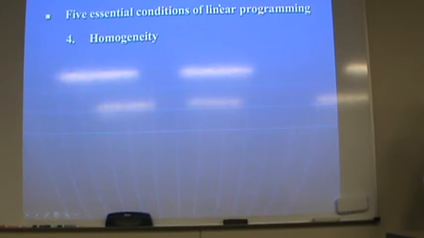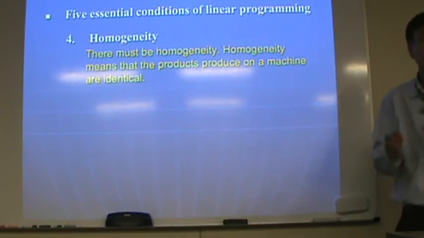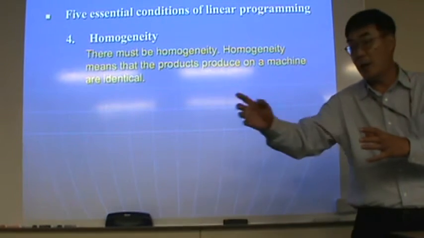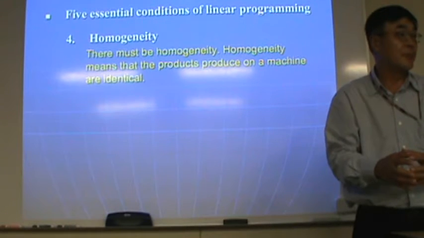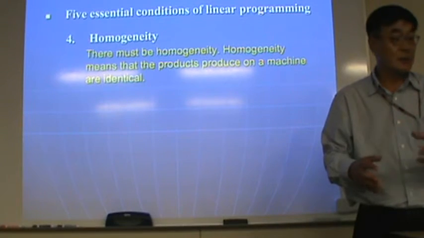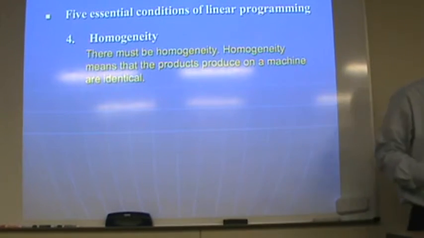And homogeneity. It says there must be homogeneity. That means the products produced on a machine are identical. Whatever we produce on this machine, another machine produces the same. And also the cost for 1, 2, 3, 4 units is the same. That is homogeneity.